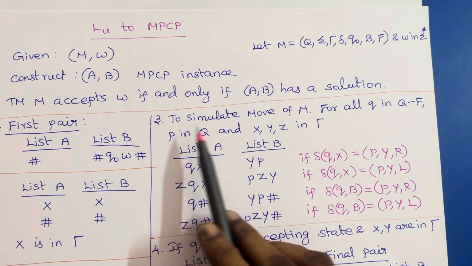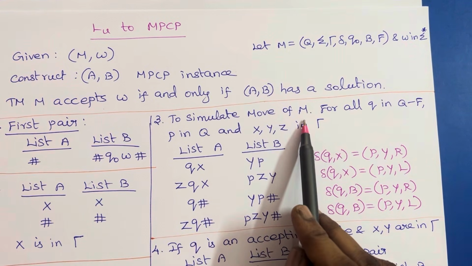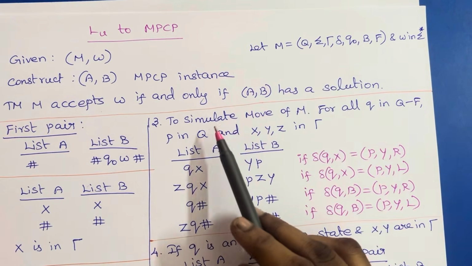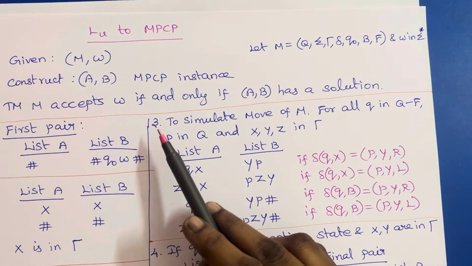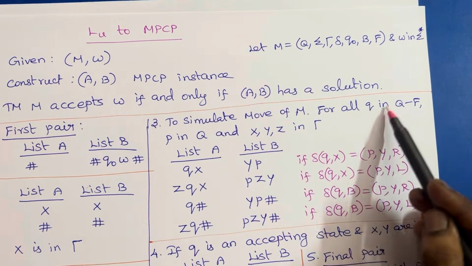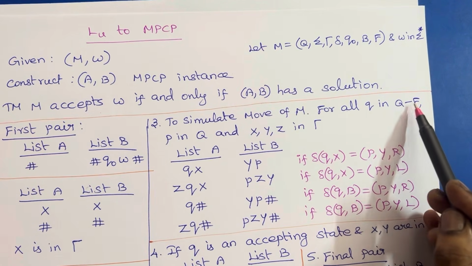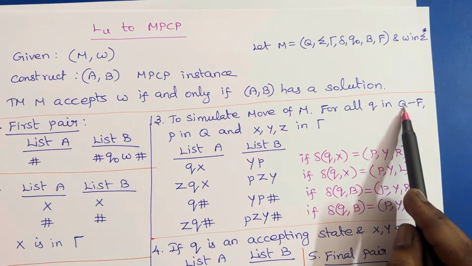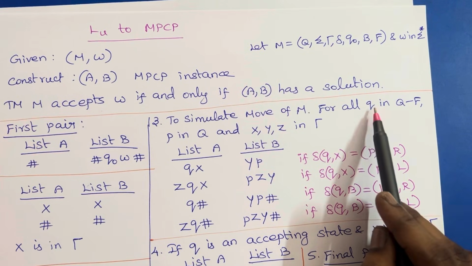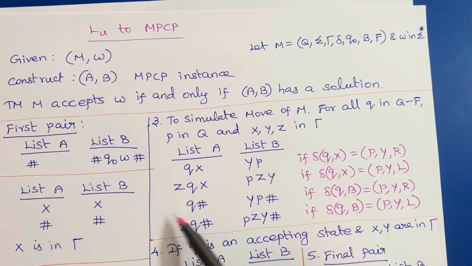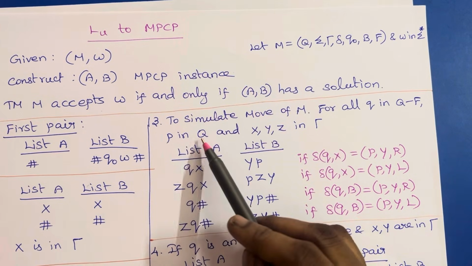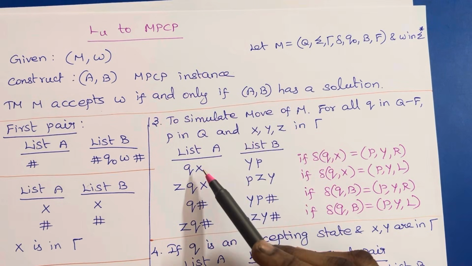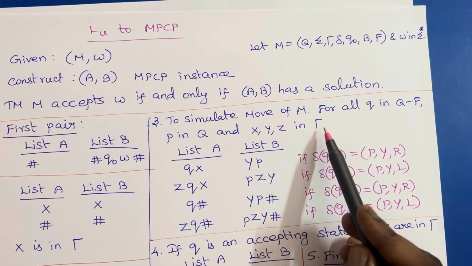Then the third rule is used for simulating moves of the Turing machine M. The Turing machine will contain several transition rules. So for each and every transition rule we have to use rule 3. So here Q means it's a non-final state. Capital Q minus F, where Q means the set of states and F means the final states. So Q minus F means all the non-final states. So small letter q means a non-final state, but p means any state. It may be both final and non-final state. And the notations X, Y and Z are the tape symbols.